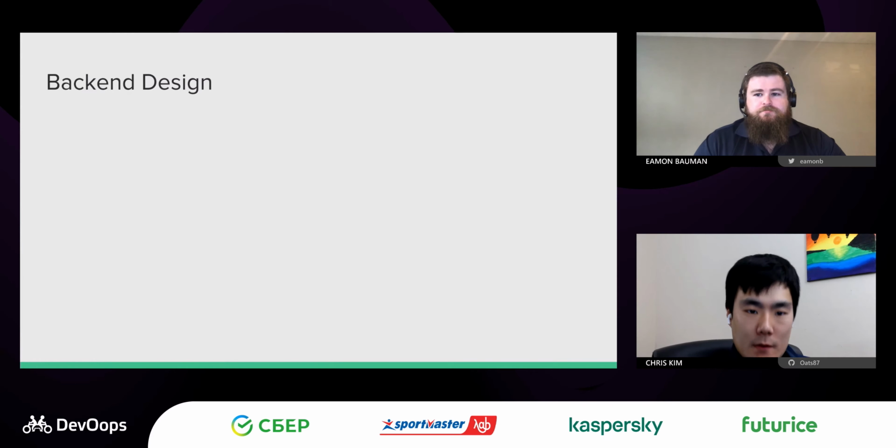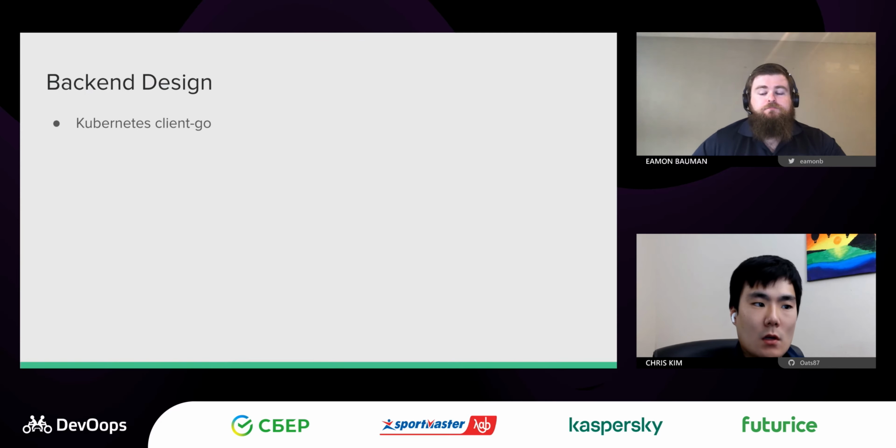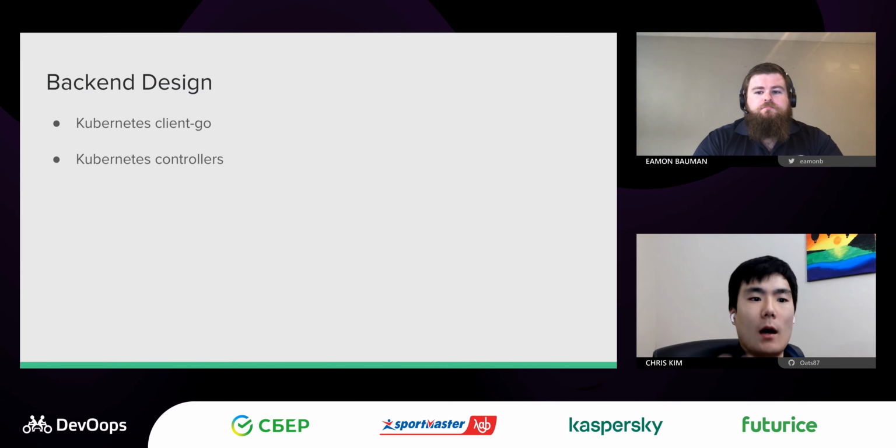The backend design: Gargantua itself is actually quite simple. We use a couple of components here. We use the Kubernetes client-go, and if you're familiar with interacting with a Kubernetes cluster from a Go perspective, you've probably come across client-go. We heavily utilize client-go for things like watching and for resource manipulation. We are using Kubernetes controllers, and really what we mean by that is controllers written using client-go to interact with the Kubernetes cluster.